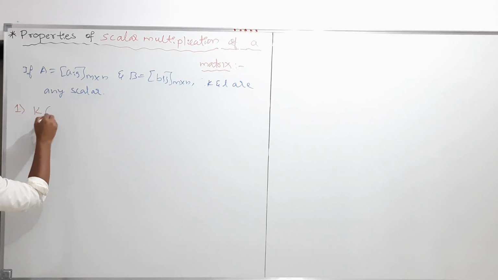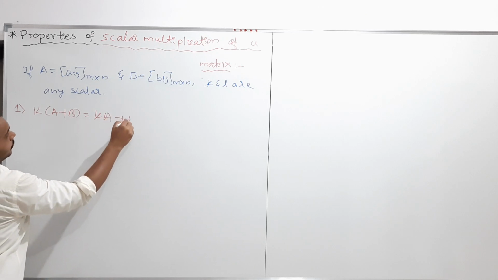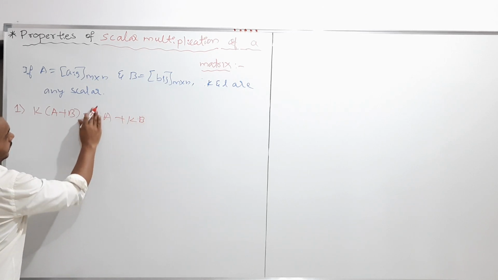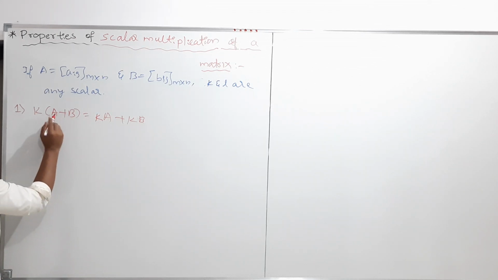the first property says that K into (A plus B) is equal to K into A plus K into B. My dear students, K is any constant, and A and B are any two matrices.